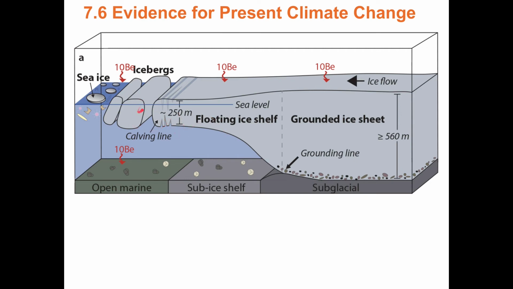And as the ice is exposed to the ocean, it breaks up easier. The thinner the ice is, the more fragile it is, the easier it breaks up. So that's another positive feedback loop.